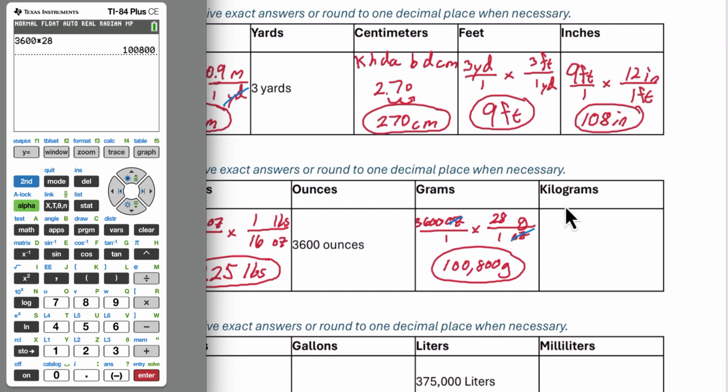Next, we can convert to kilograms. Let's just move the decimal. We're moving the decimal from grams, the basic unit, to kilograms, which means we're moving it 1, 2, 3 times to the left. So this decimal, moving it 3 times to the left, we'll get 108 kilograms.